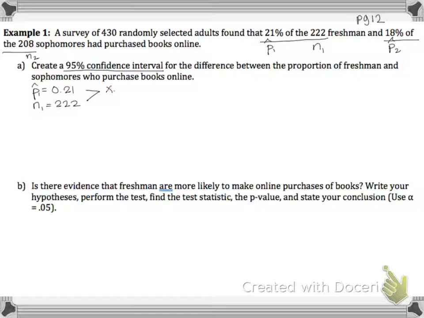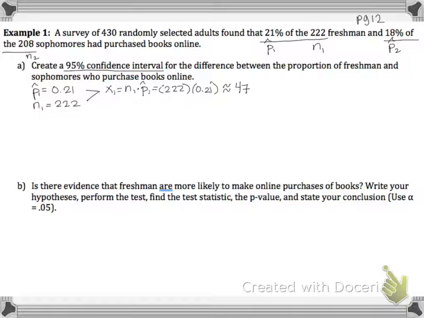what X1 is. So remember that it's going to be N1 times P1 hat, which means it's 222 times 0.21, which gives me here, I don't know why it doesn't like my pen today. We want to round accordingly. This was 46.6 when I put it in the calculator. So we're going to round that. Let me change that to an approximation symbol because we're going to round that to 47.